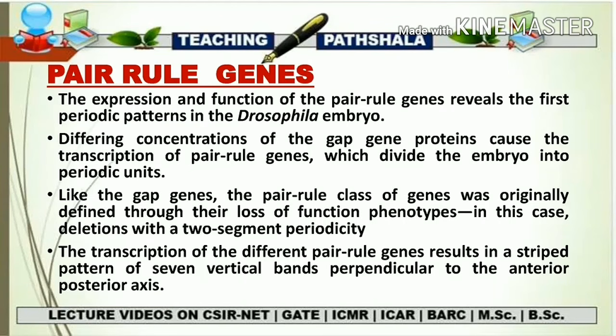Next point is that the transcription of the different pair rule genes results in a striped pattern of 7 vertical bands perpendicular to the anterior-posterior axis. The meaning of this line we are going to see in the upcoming slides, because I couldn't explain it to you without the help of a diagram.